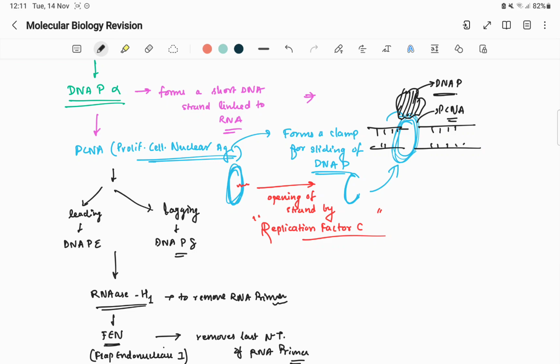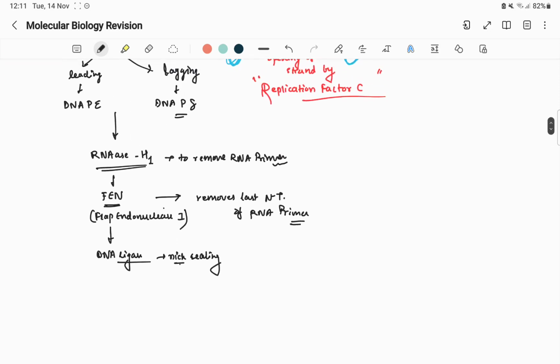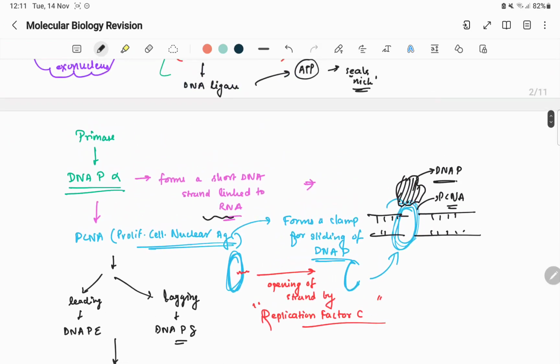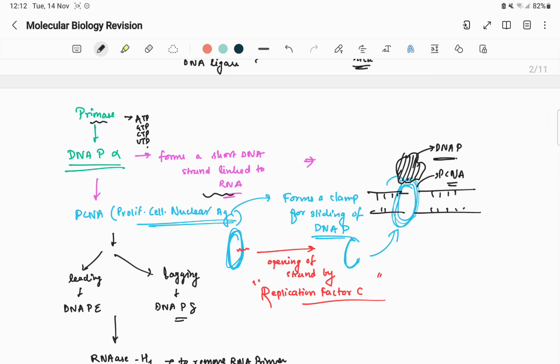So what are the requirements? We also need energy for RNA primer synthesis. Primase will need ATP, GTP, CTP, UTP. And for DNA synthesis we also need dATP, dGTP, dTTP and so on.